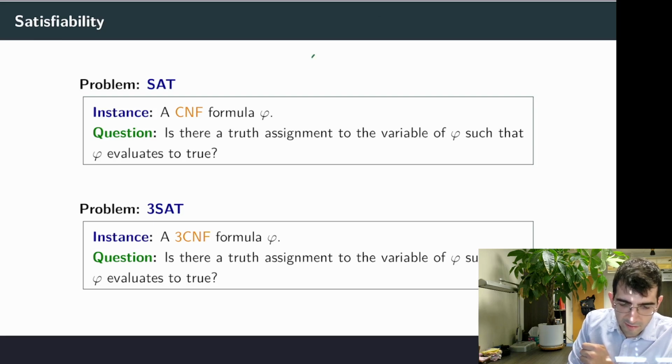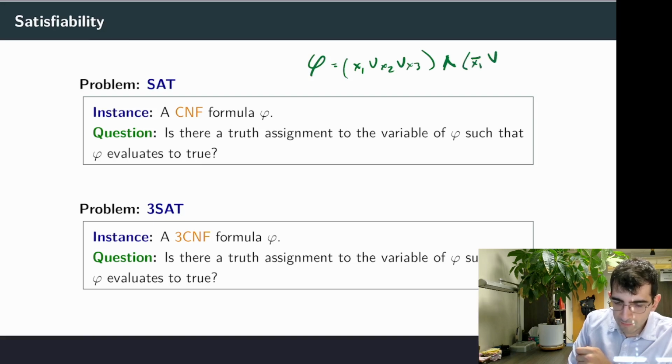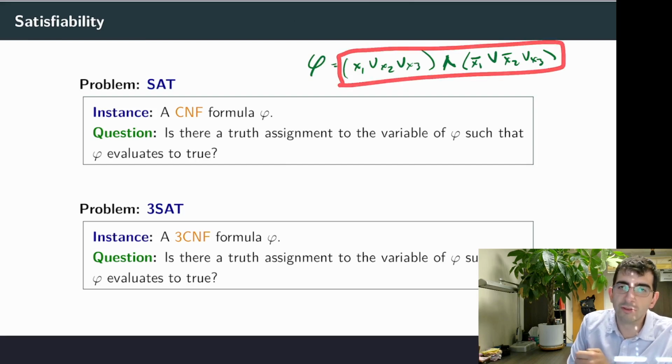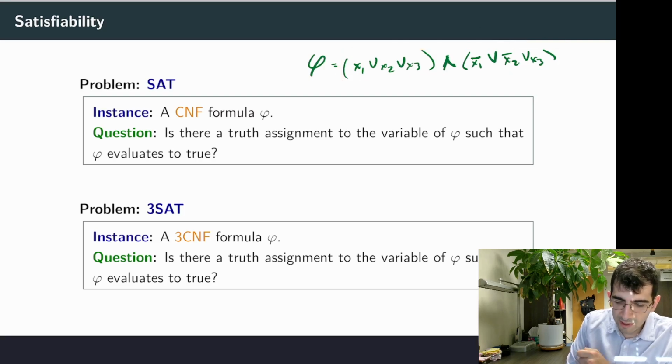So for instance, let's say the formula is x1 or x2 or x3 ANDed with not x1 or not x2 or x3. Is there a truth assignment to the variables x1 through x3 that gets this formula to evaluate to true? And the answer is, of course, yes, there is.